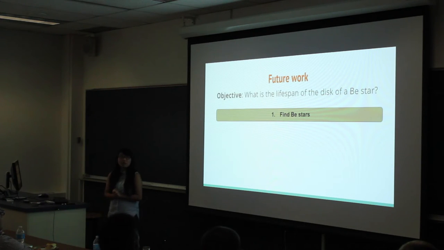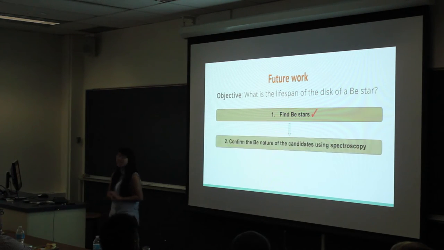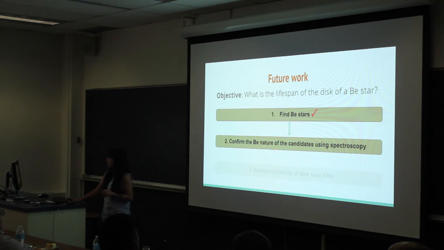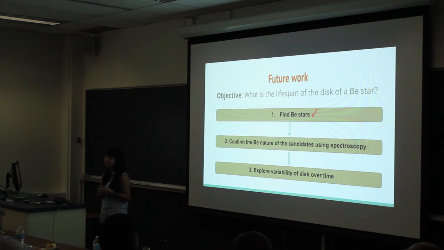So going on, to reiterate what the objective of this project is, it is to find the lifespan. The first thing we needed to do was find the BE stars, and that is what we have done this summer. The next thing we have to do after that is to confirm that these candidate BE stars do exhibit the BE nature, and that can be done using spectroscopy. The next thing is to explore the variability of the disk over time, seeing how it grows and how it dissipates.